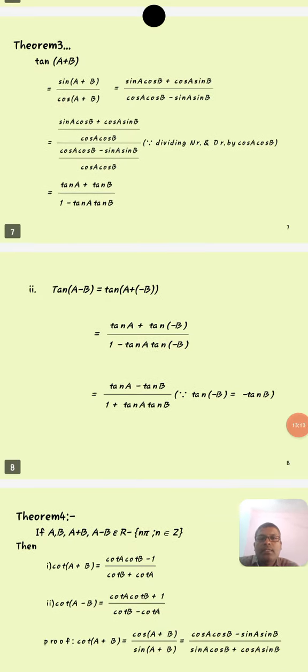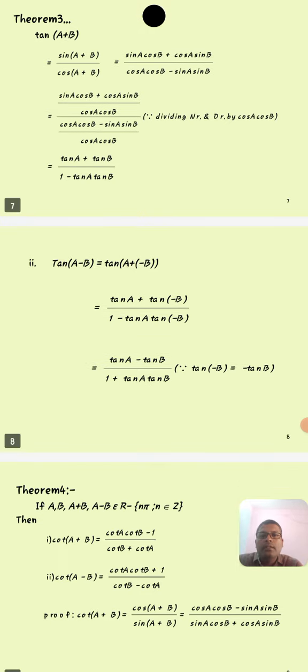Yes. Now we see the next continuous part, tan of a minus b. How to write the tan of a minus b? Tan of a plus minus of b. So that minus of b, how to write this one? Using the formula of tan of a plus b formula. So that is equal to tan a plus tan of minus b divided by 1 minus tan a into tan of minus b.